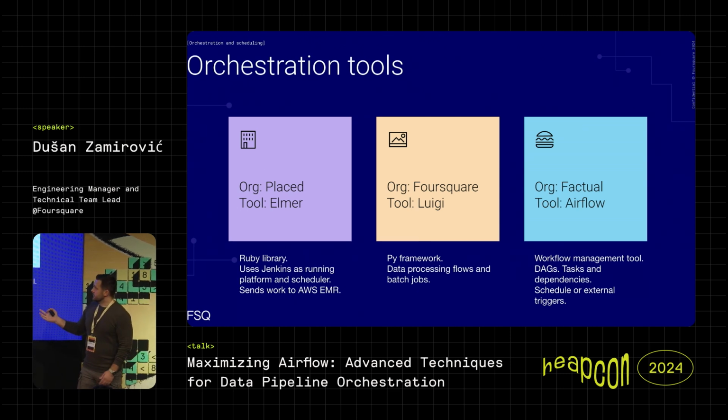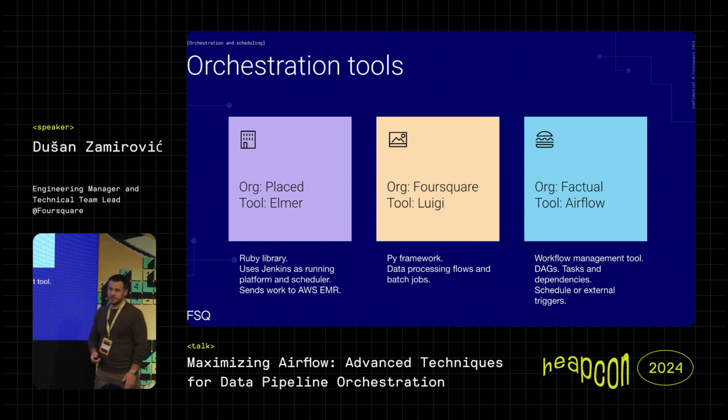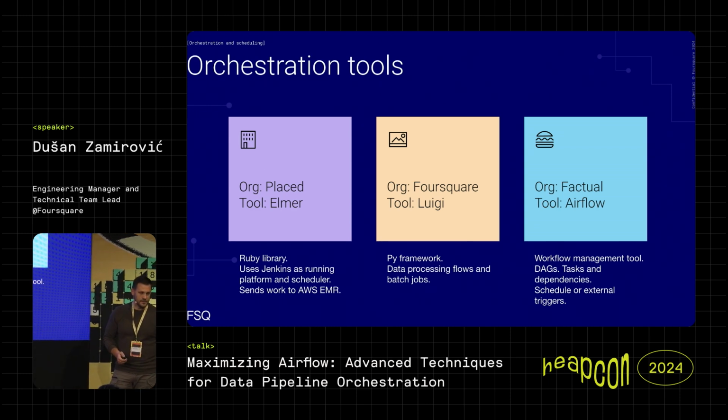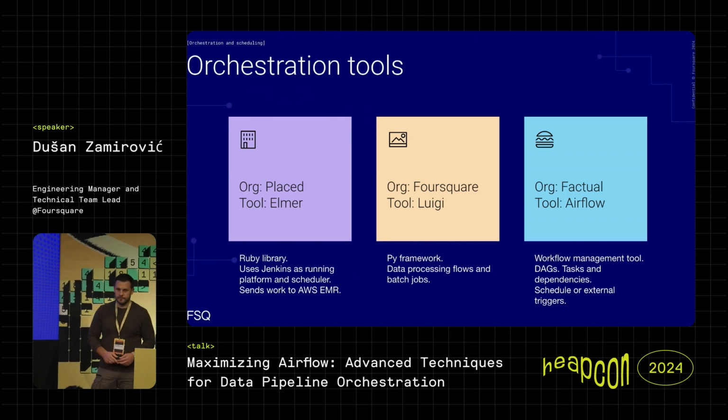The other tool that we have in Foursquare is Luigi. It's the open source scheduler and orchestration tool that was developed by Spotify, basically a Python framework for orchestration. I don't want to go into any details; a lot of documentation is available online. And from Factual, we got Airflow. This is, again, a Python-based workflow management tool.